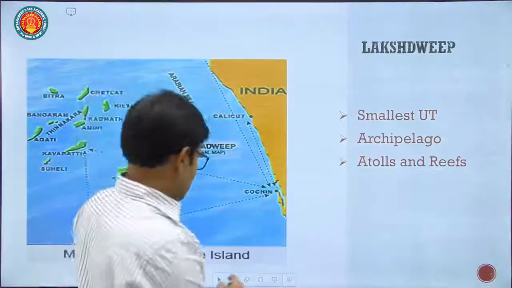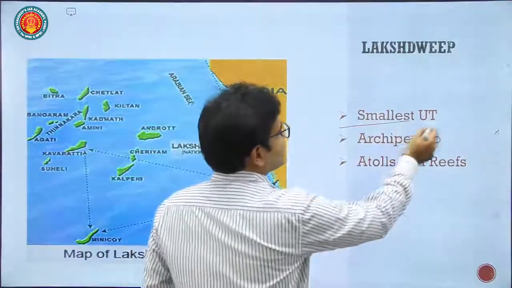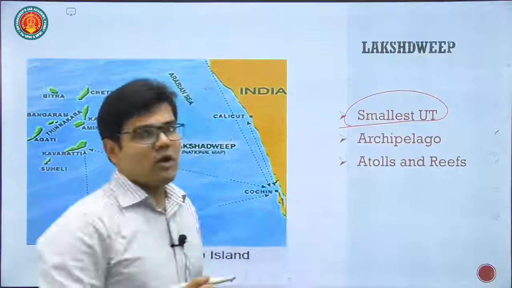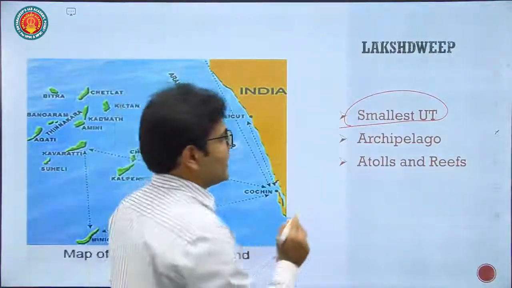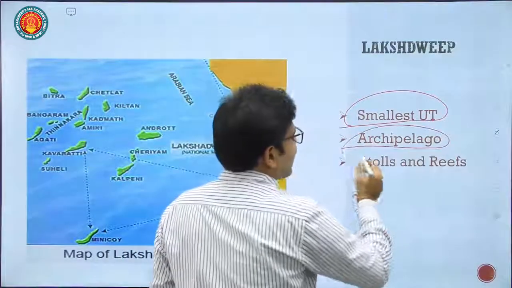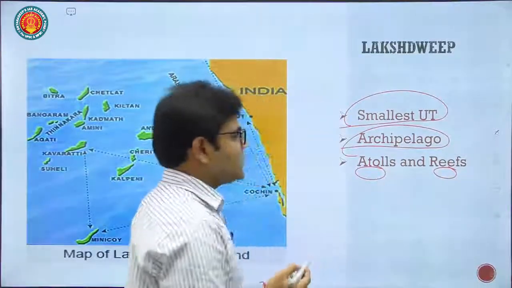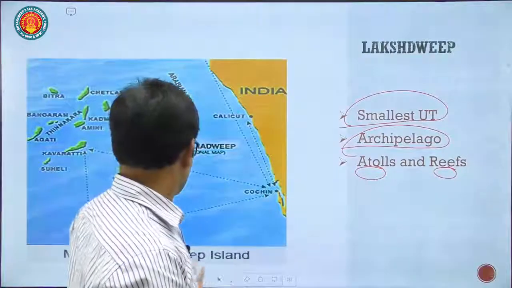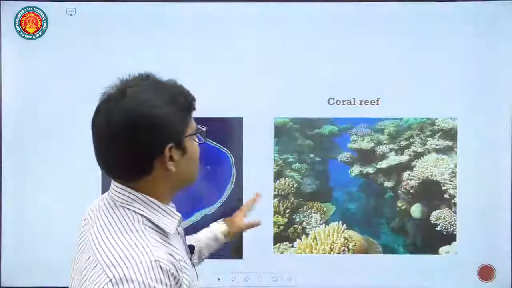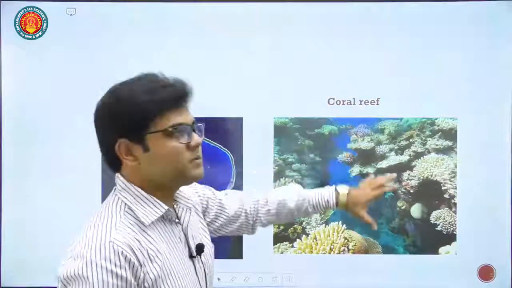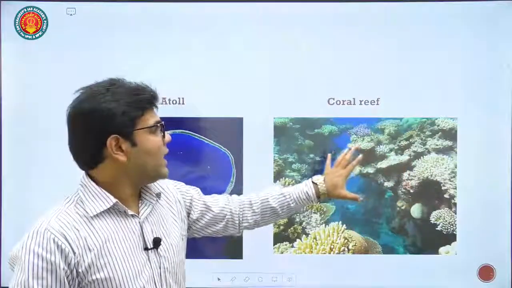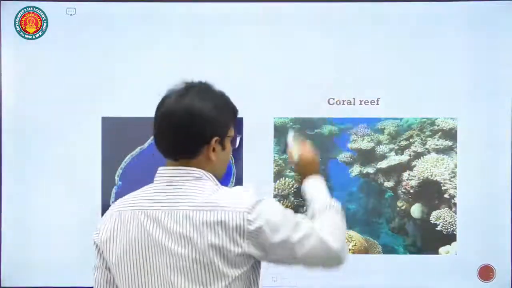Before that, you must be knowing this very basic fact: Lecture-02 is the smallest Union Territory in terms of area. It is an example of an archipelago, and it is formed of atolls and reefs. So what are atolls and reefs? Coral reefs are actually made up of coral.